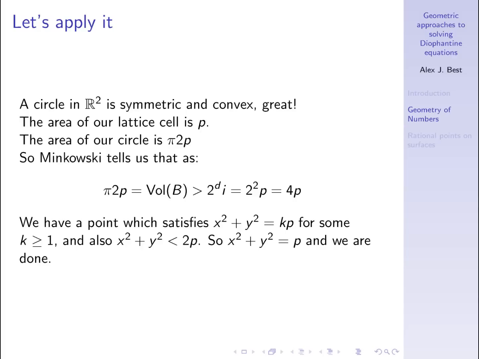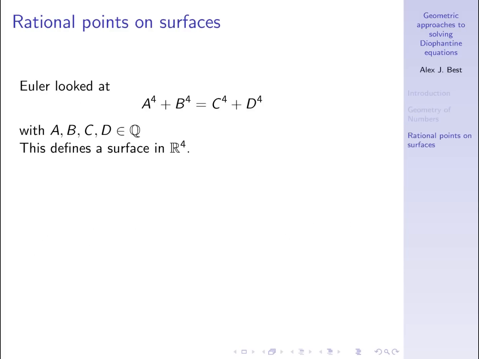So we're going to move on to something a bit different now, and I'm going to talk about rational points on surfaces. So Euler looked at the equation a to the 4 plus b to the 4 equals c to the 4 plus d to the 4, where a, b, c, and d are in the rationals, so they're fractions. You can see that this is actually kind of equivalent to asking the question about the integers. So if we find rational solutions, we can multiply through by all the denominators, say, and generate an integer solution. So even if we only want to find integer solutions, we could just find rational ones and then perform this process to find integer ones from that.